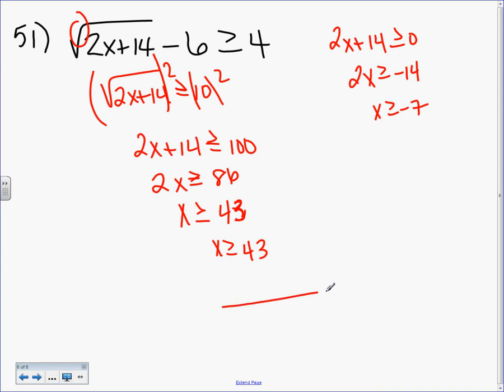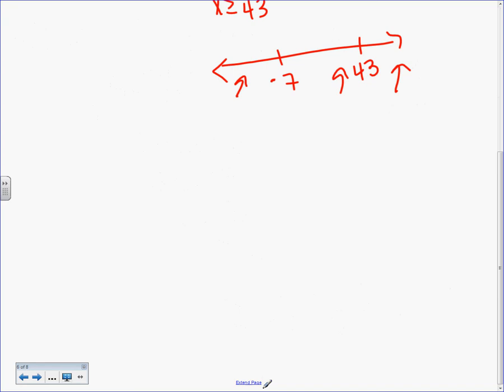You put the answers you got on a number line. That's why the inequalities are kind of helpful but kind of not, okay? So negative 7 goes on here, 43 goes on here, and we have to check them like we've done before. Does that make sense? Okay. Can you see, guys? Do you need me to go down?